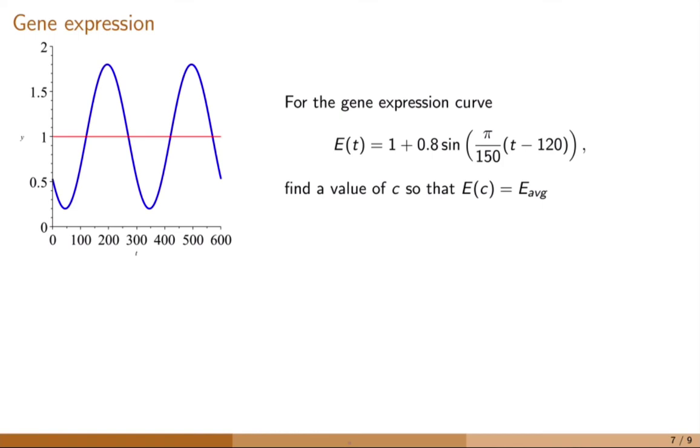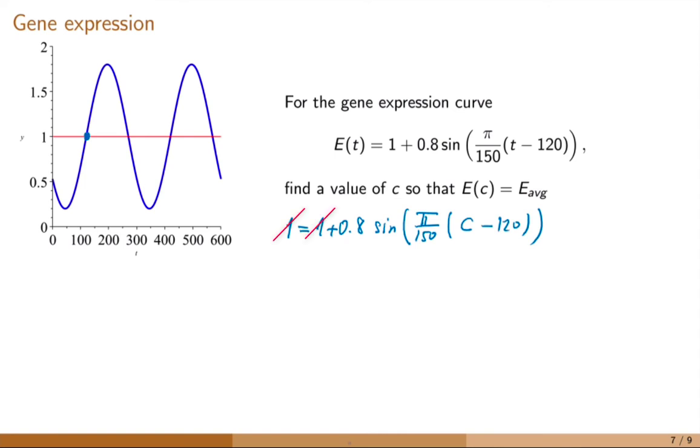So for the gene expression curve, find a value c so that E of c equals the average. So what we are looking for, you can see already in the graph, would be, for example, this point where the function equals its mean value, and the mean value was equal to 1. So what we need to solve is 1 is equal to 1 plus 0.8 sine of pi divided by 150, and then the value c is the unknown value which I'm interested in. So for what value of c do I hit the mean value?